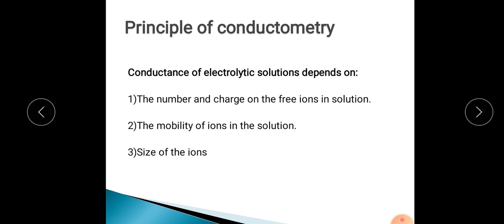As the ions are more mobile, they move faster and cause a greater extent of electric current. So as the mobility of ions is more, the electrical conductance of that electrolytic solution will be more. And the third factor is the size of the ions. Actually, the mobility of ions is affected by the size of that ion.